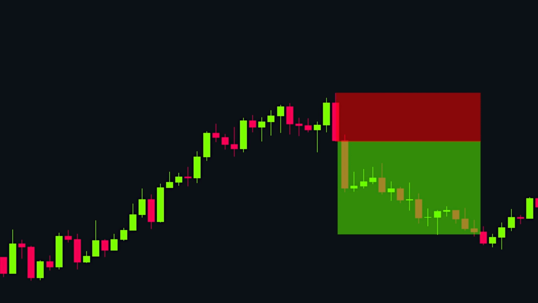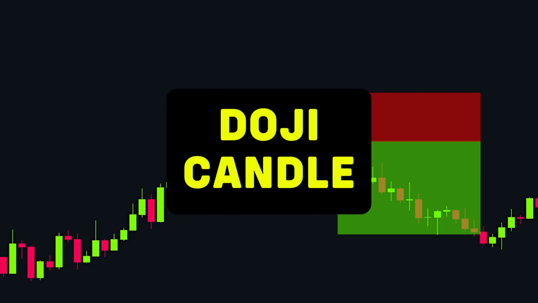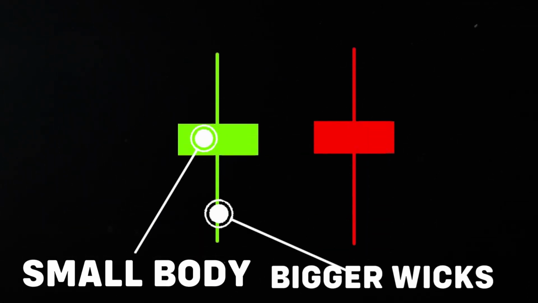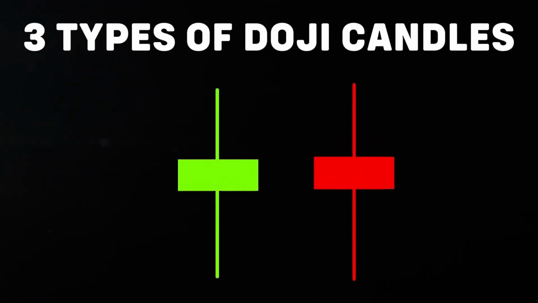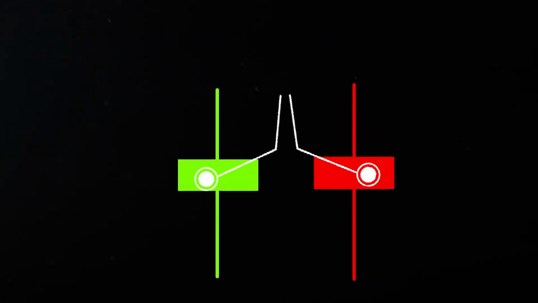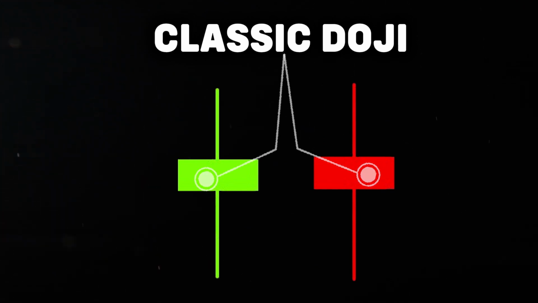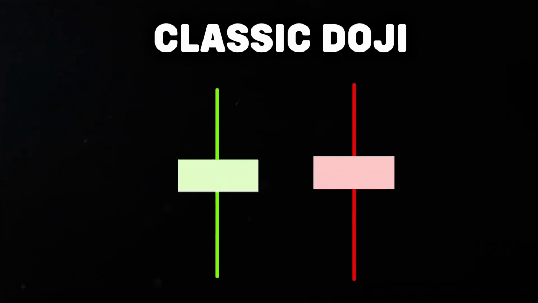Now, let's move on to the next candlestick pattern, the Doji candle. The Doji candle is a candle with a small body and bigger wicks at each of the sides. There are 3 types of Doji candles. The first one is the classic Doji. It's a candlestick with a very small body in the center and long wicks on both sides.